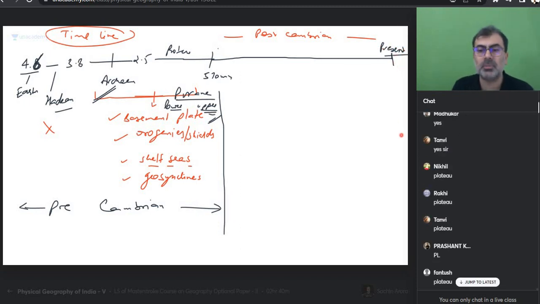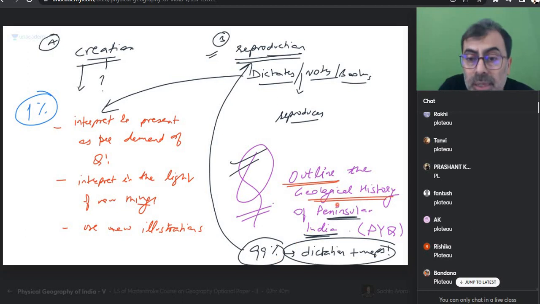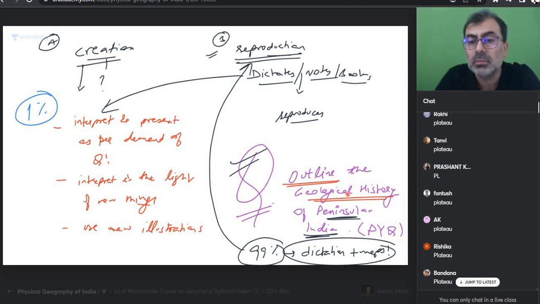So right now the question is on peninsular plateau. The question is, give an outline of plateau. So I'll be sticking only to peninsular India. If you ask me Himalayas, suppose the question was, outline the geological history of India. Then I'll include everything. Do you understand?